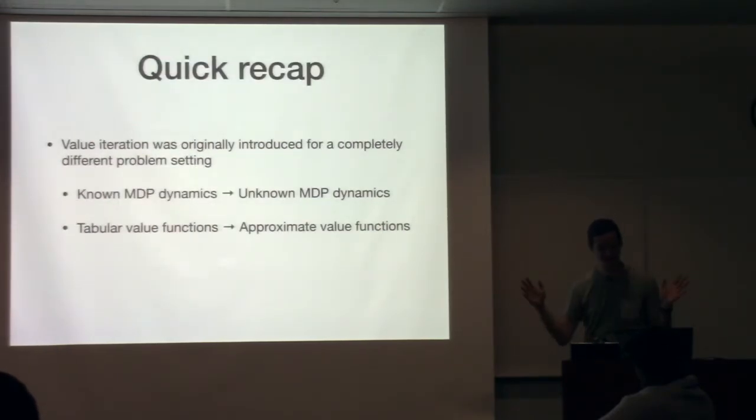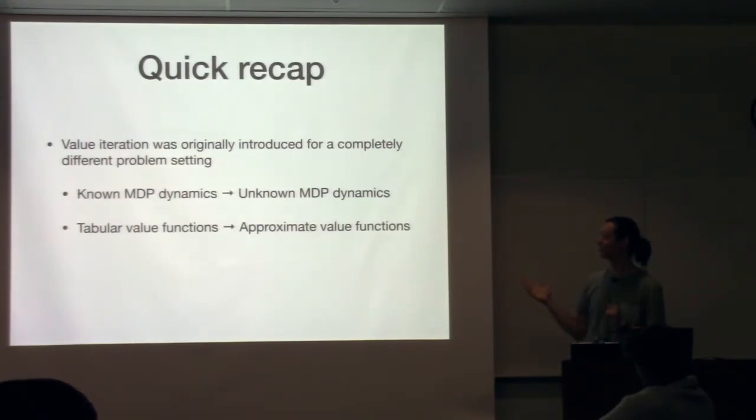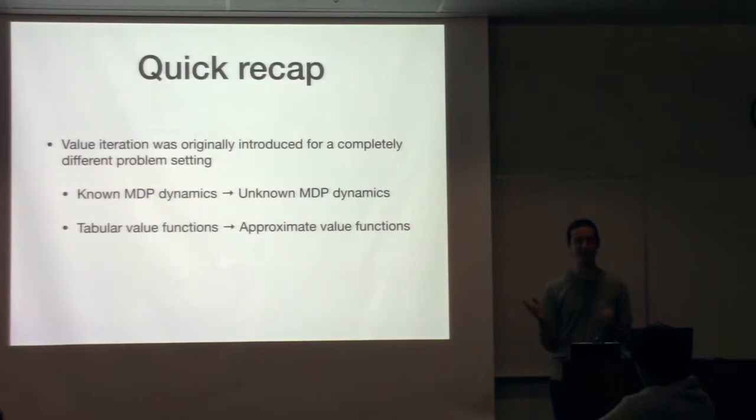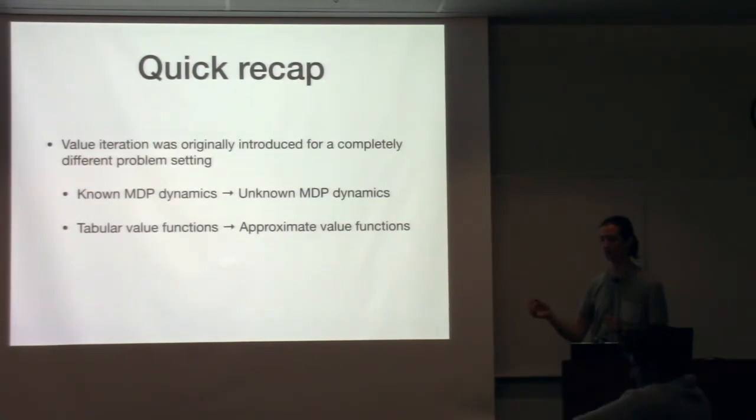All right, so quick recap. Value iteration was originally introduced for a completely different problem setting than the one that we're applying DQN for. We have known MDP dynamics, so we're just kind of staring at the MDP specification and running our algorithm until we figure out what the best thing to do is, versus we're throwing an agent into an environment and it has to interact and figure out what the best thing to do is by experience.